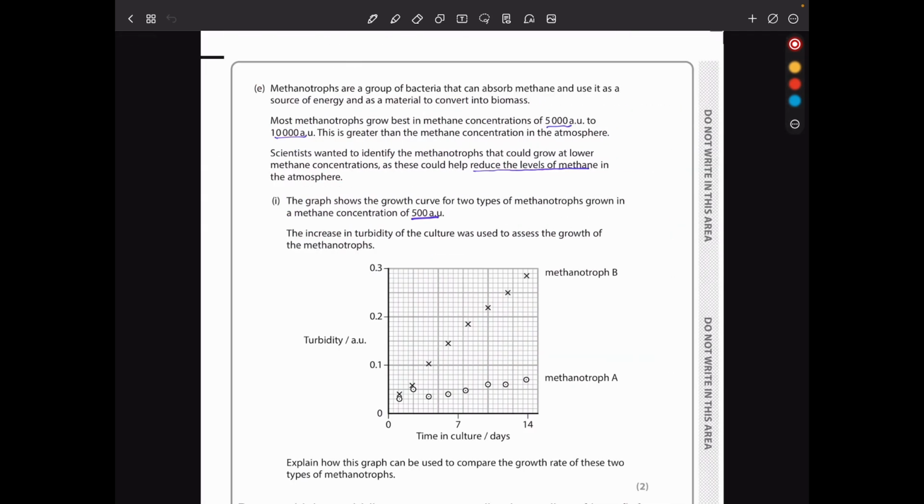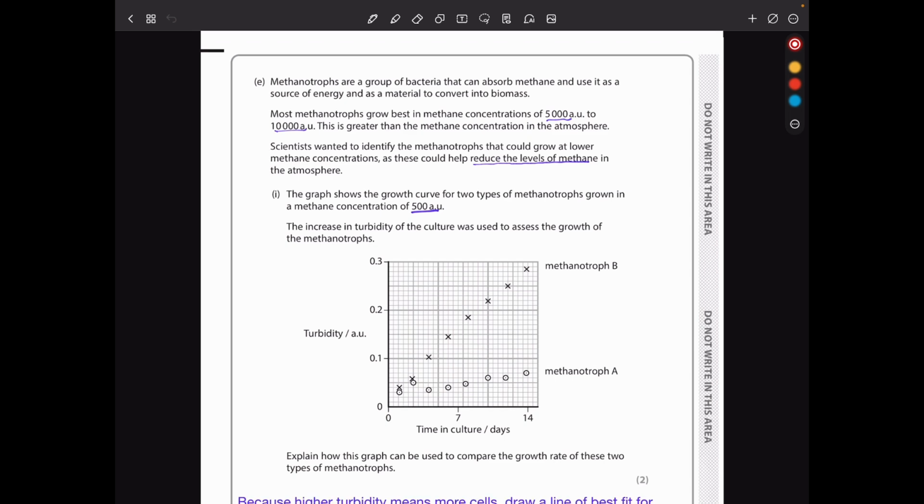In part E, they say methanotrophs are a group of bacteria that can absorb methane and use it as a source of energy and as material to convert into biomass. Most methanotrophs grow best in methane concentrations of 5,000 to 10,000. This is greater than the methane concentration in the atmosphere. Scientists wanted to identify the methanotrophs that could grow at low methane concentrations, as this could help reduce the levels of methane in the atmosphere.